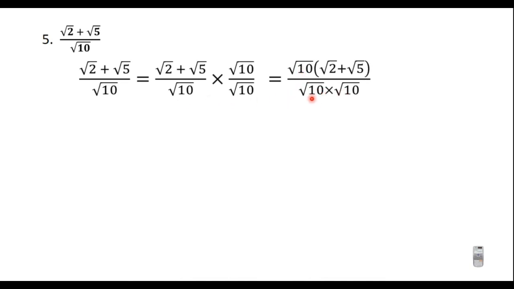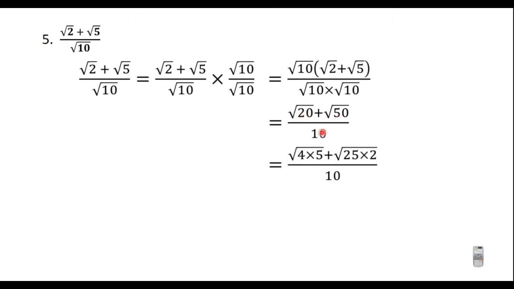Then when you come here, we have square root of 10 times square root of 10. So square root of 10 times square root of 2 will give us square root of 20, plus square root of 10 times square root of 5 will give us square root of 50. Square root of 10 times square root of 10 will give us 10. Now square root of 20 and square root of 50 are not in their simplest form, so you have to reduce them to the simplest form.